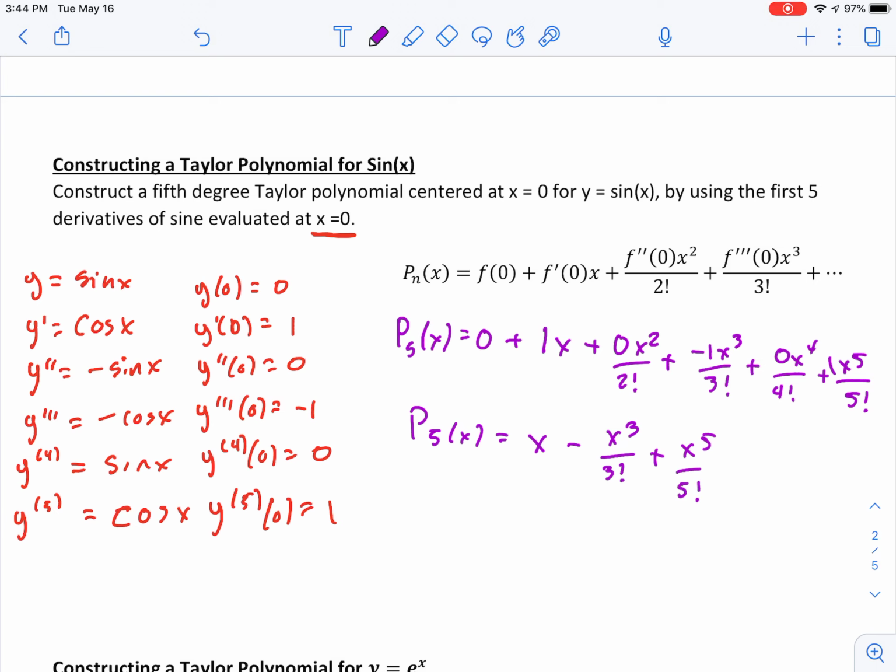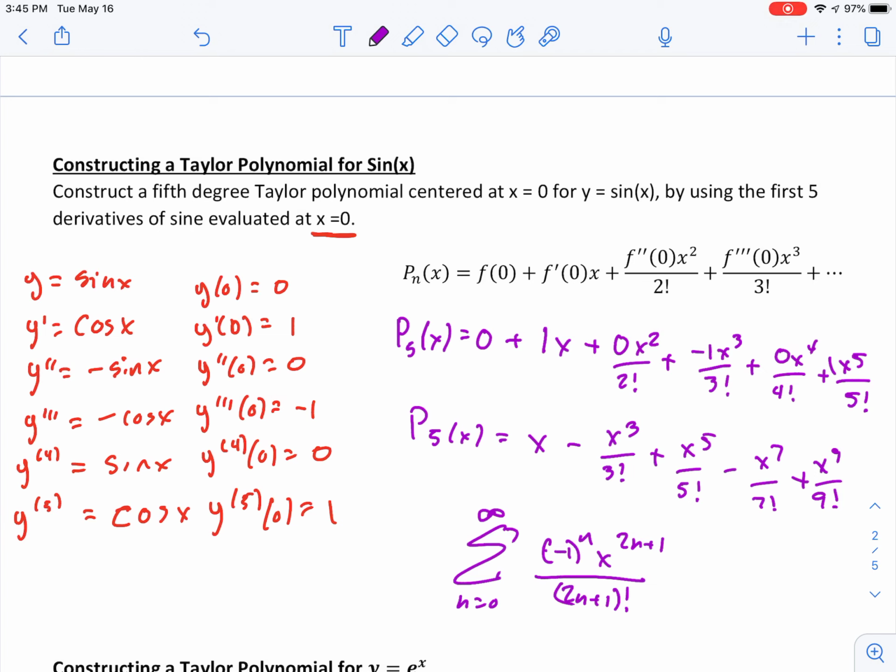And since these things repeat, you can imagine the next few terms would be minus x to the 7th over 7 factorial plus x to the 9th over 9 factorial, and so forth and so on. And we end up actually getting a series here from n equals 0 to infinity of negative 1 to the n, which is an alternating series, times x to the 2n plus 1 over 2n plus 1 factorial. And so this series, as you go from 0 to infinity, will exactly equal sine of x.